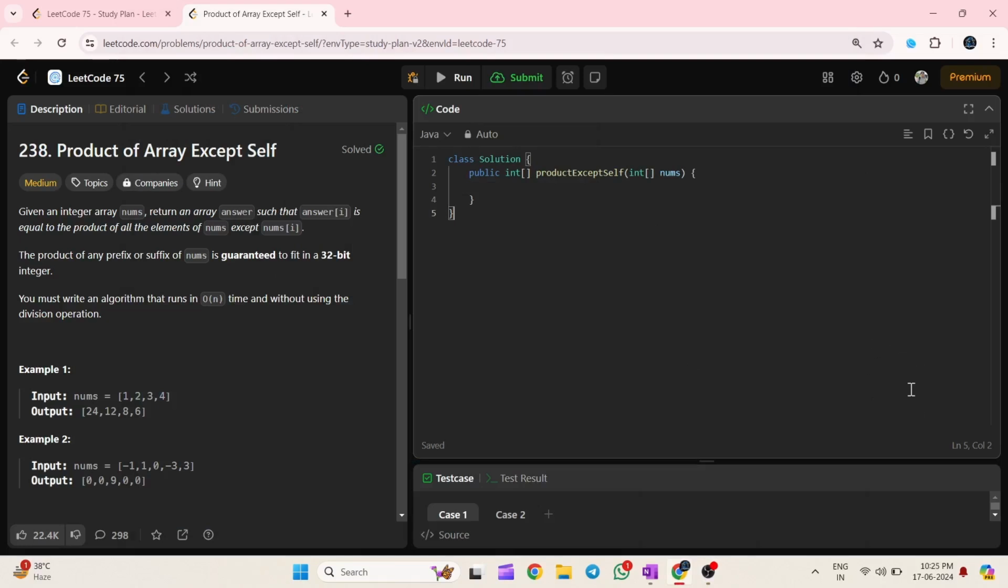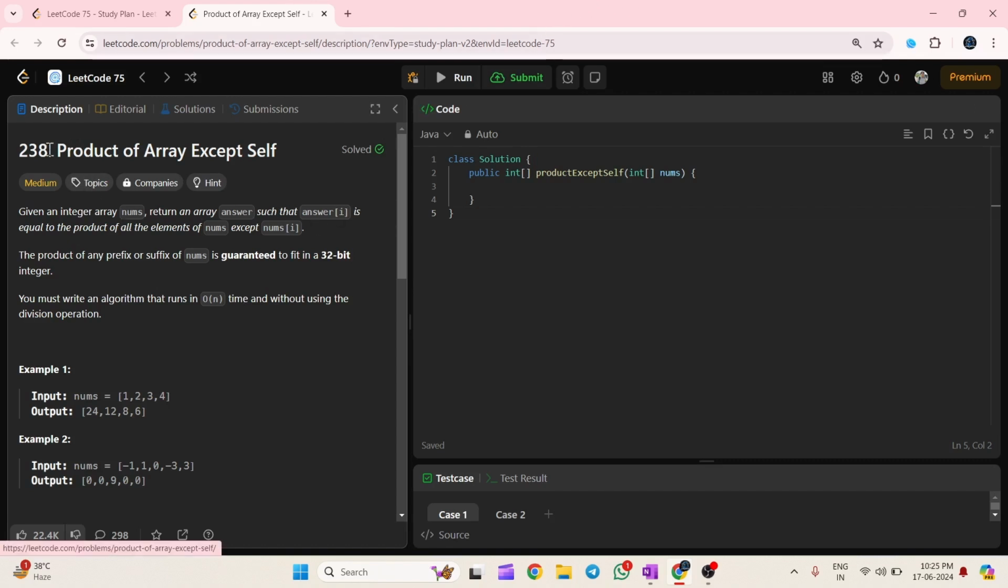In this video, we are going to understand a question which is the product of an array except self. This is a very tricky question and a very popular question. So let's start to understand what this question wants to say and how we can solve it. This is a very favorite question for interviews, so you have to pay attention to this question.